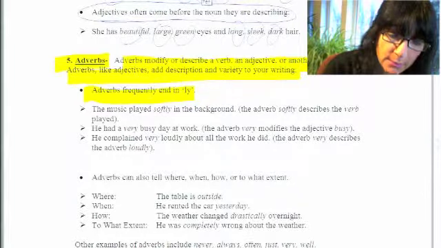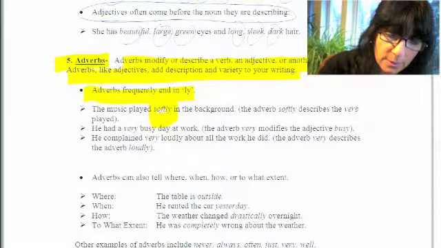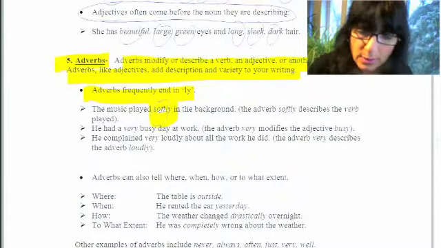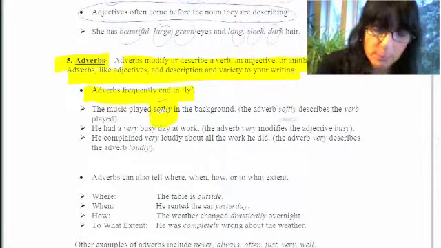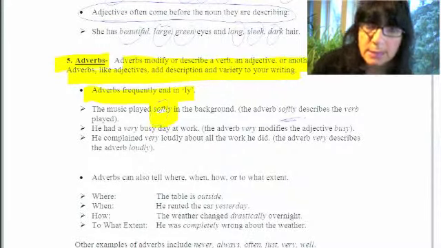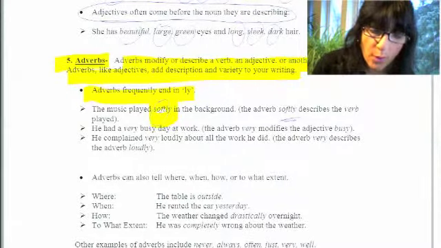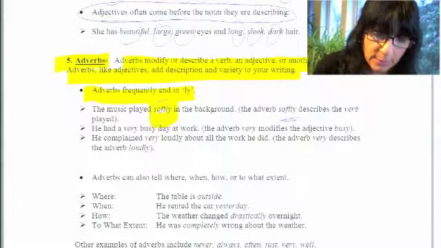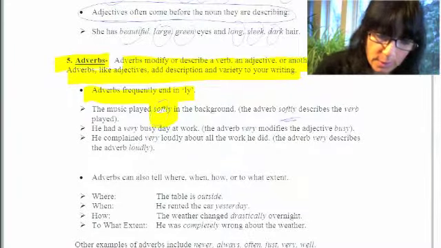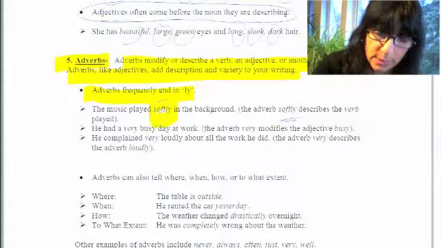Looking at these examples, the music played softly in the background. Softly is the adverb describing the verb played. How did it play? It played softly. Or other adverbs can be words such as he had a very busy day at work. He complained very loudly about all the work he did.